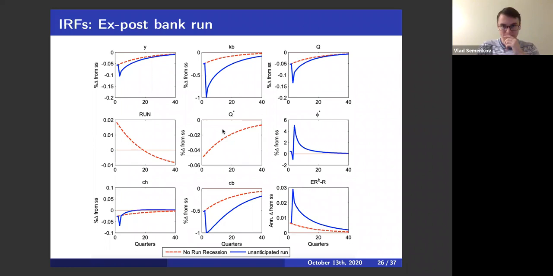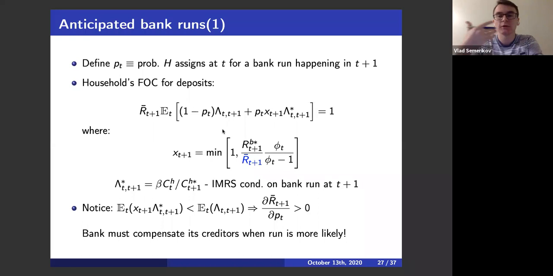Let me talk briefly about how the model is extended to allow for an anticipated bank run, or ex ante run. Let's define pt as the probability that the household assigns at period t to a bank run happening in t plus one. Of course, this will change the household's optimal decision on deposits and change the run evaluation.